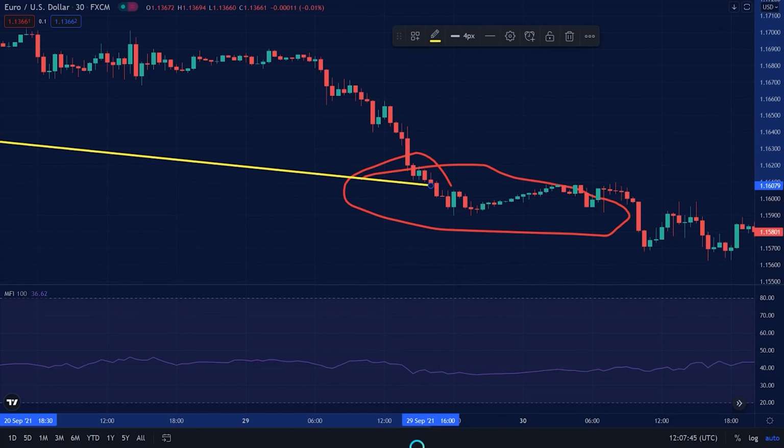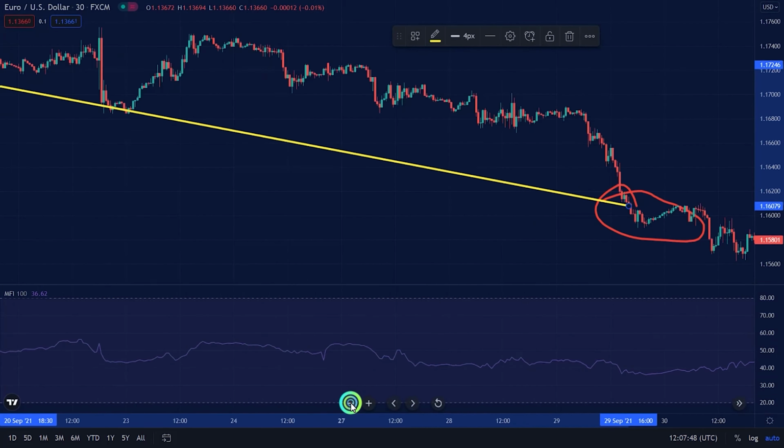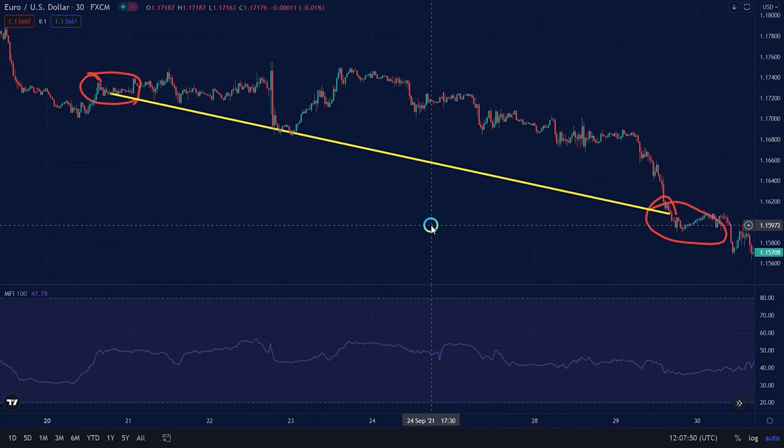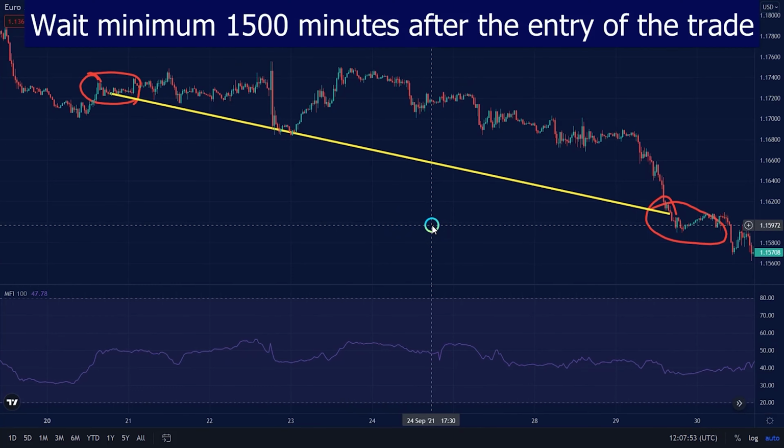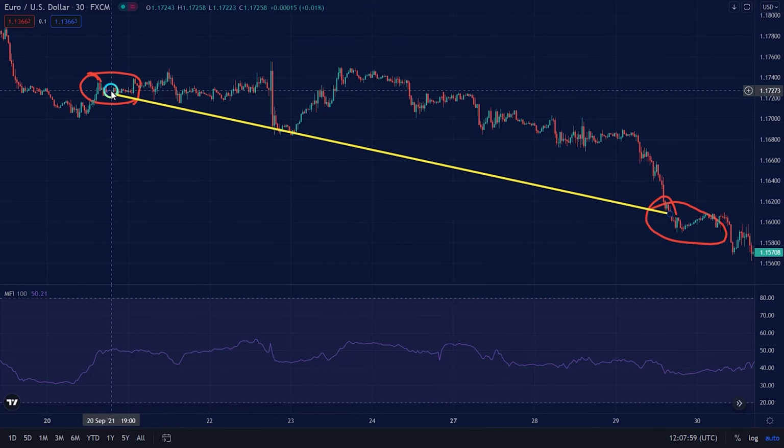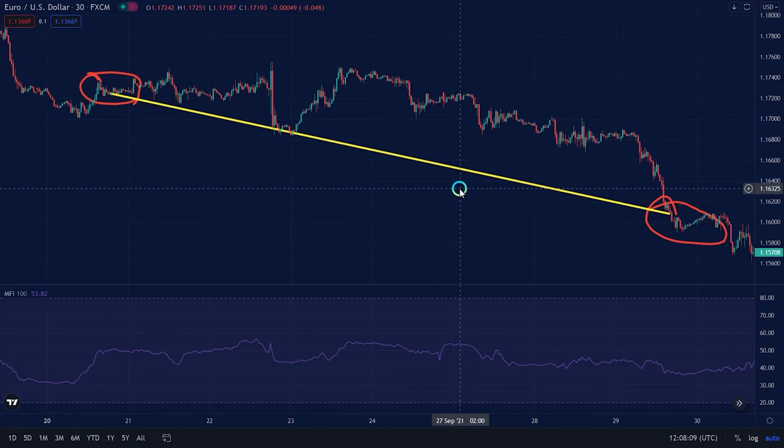And the other two conditions are very, very important as well. You have to wait 1500 minutes after the entry of the trade to even start to look for the exit strategy. It is really, really important to follow this rule, because I tested it immensely on more than 1000 strategies, and it is truly a way to add more probability of profitability to a strategy.